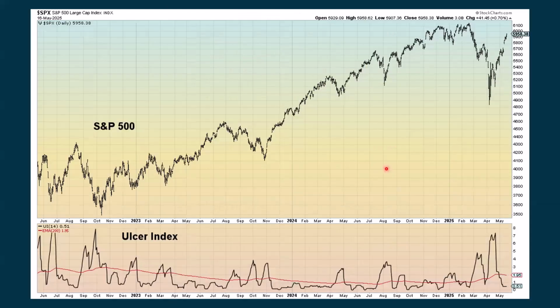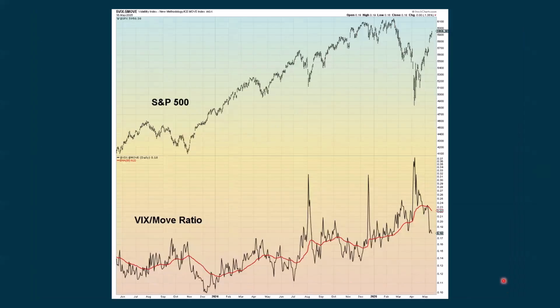The Ulcer Index, which had been in the daily video for quite a while, when it drops below the moving average, that's when I stop using it in the daily videos. And this is another fear gauge. And as the S&P has been going up, fear has been coming out of the market.